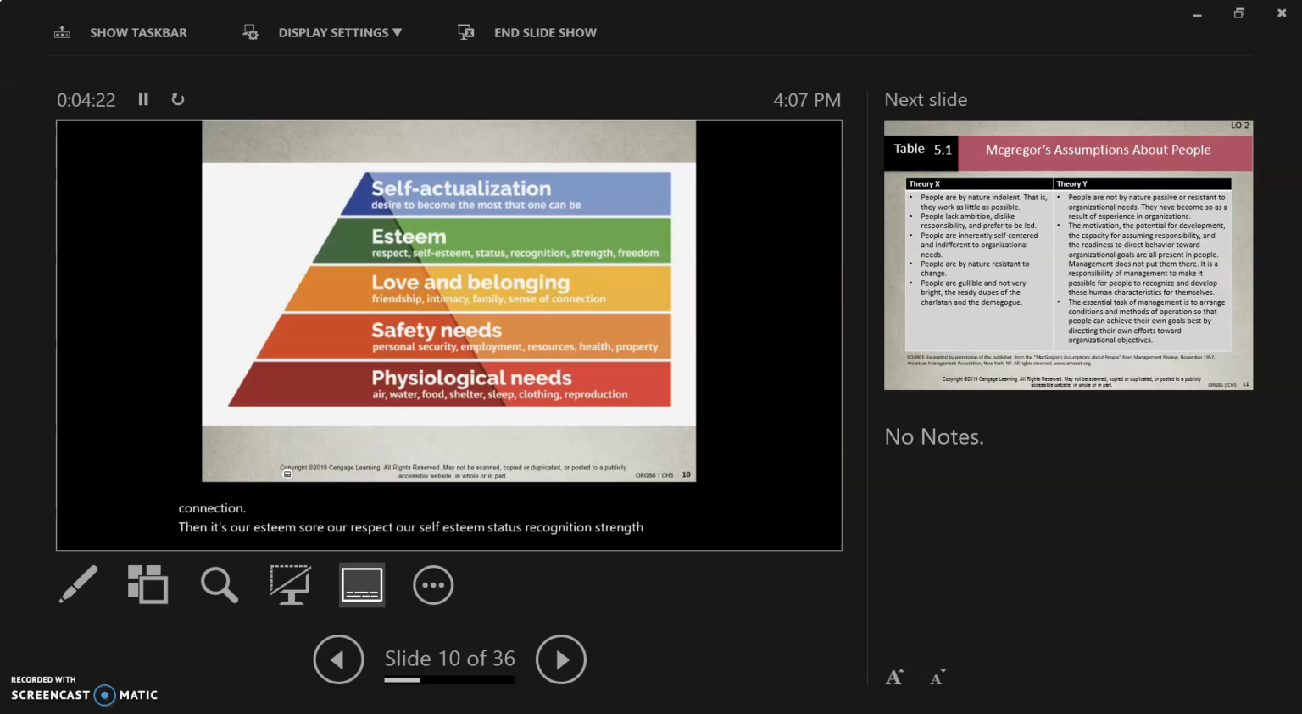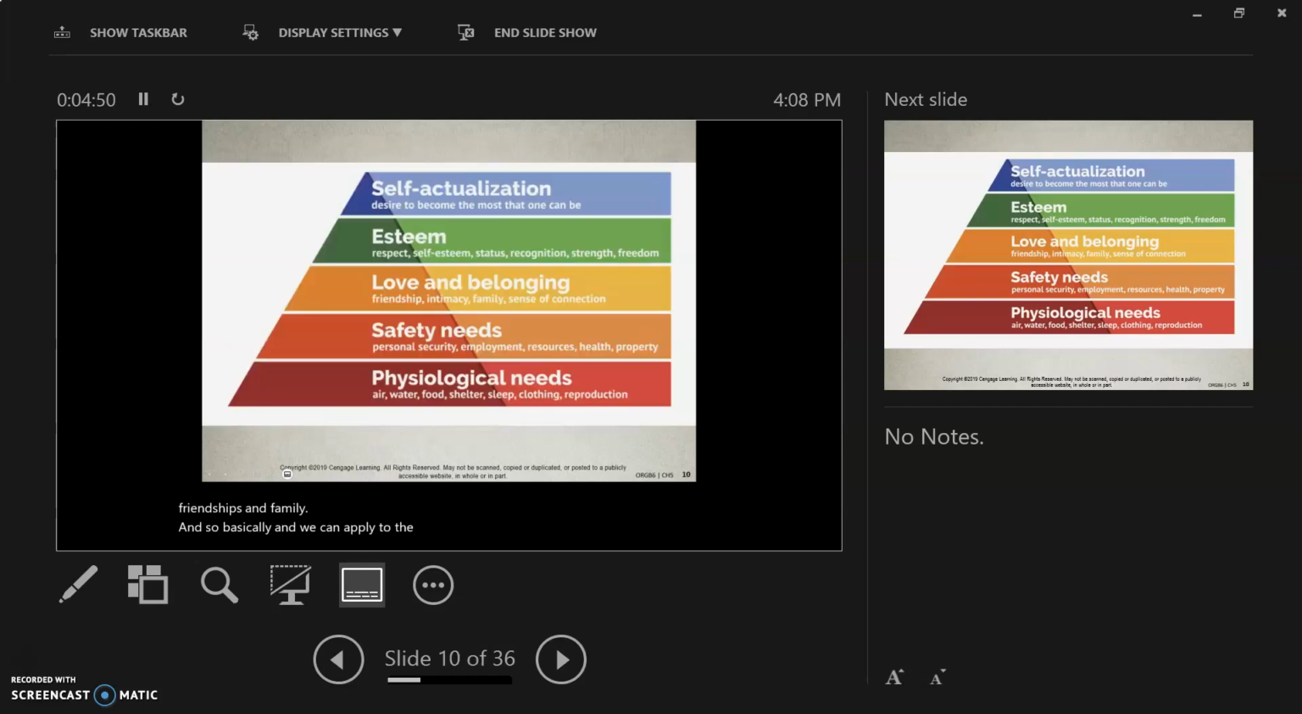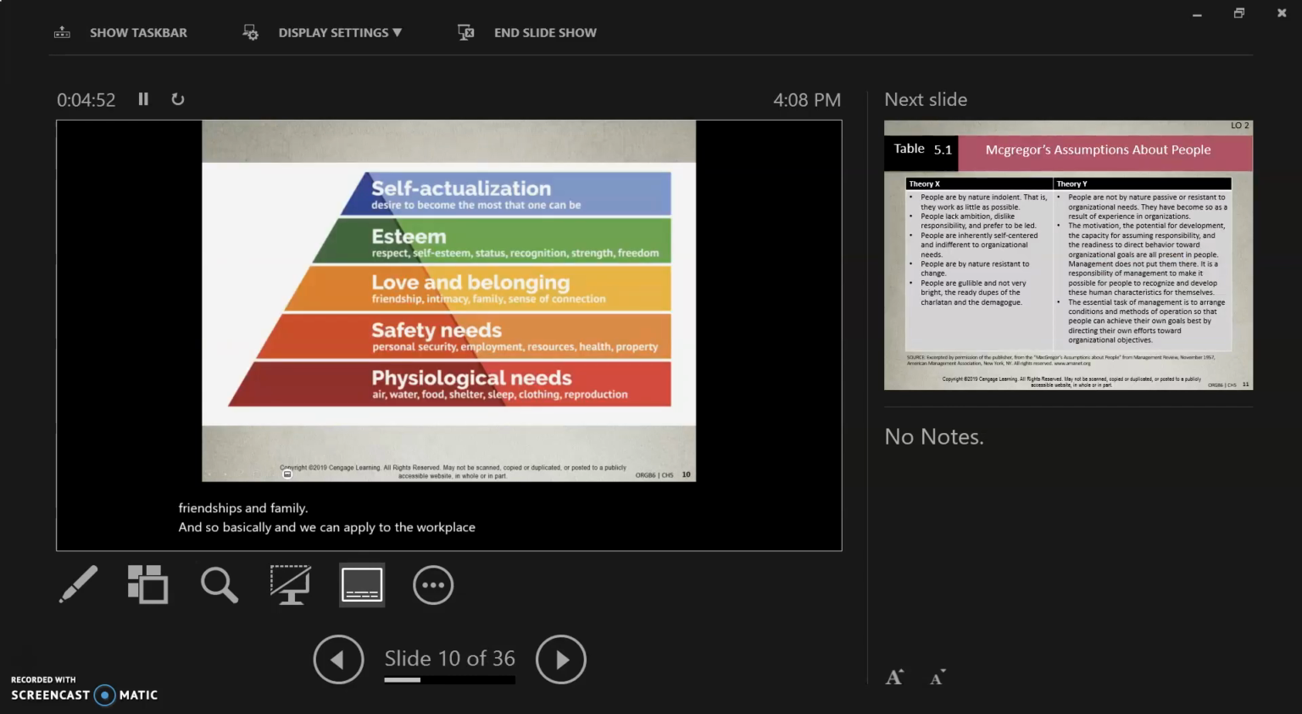And then last is self-actualization, which is the desire to become the most and the best that we can be. Basically, Maslow's hierarchy says that until all our lower level needs are fulfilled, we will not fulfill the next level. So if I don't have food and water, I'm not even going to worry about my safety. Or if I don't feel safe, I'm not going to worry about friendships and family. And we can apply this to the workplace, people feeling that they have safety in their employment, right?